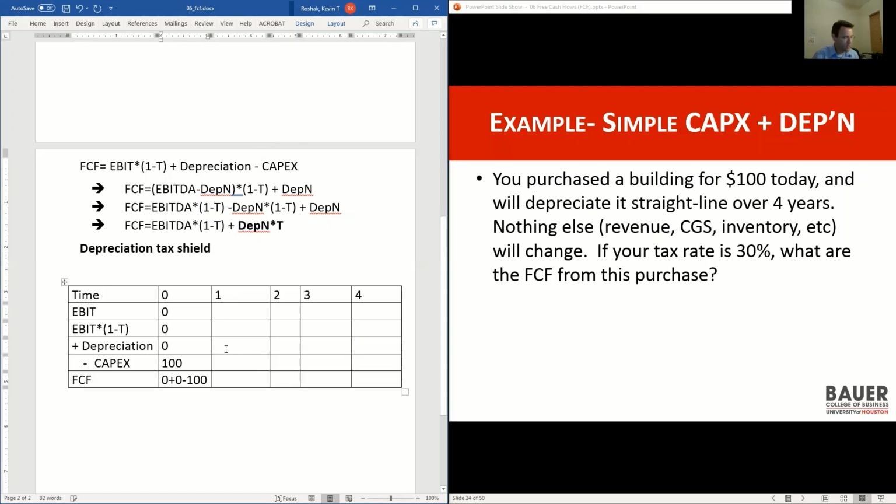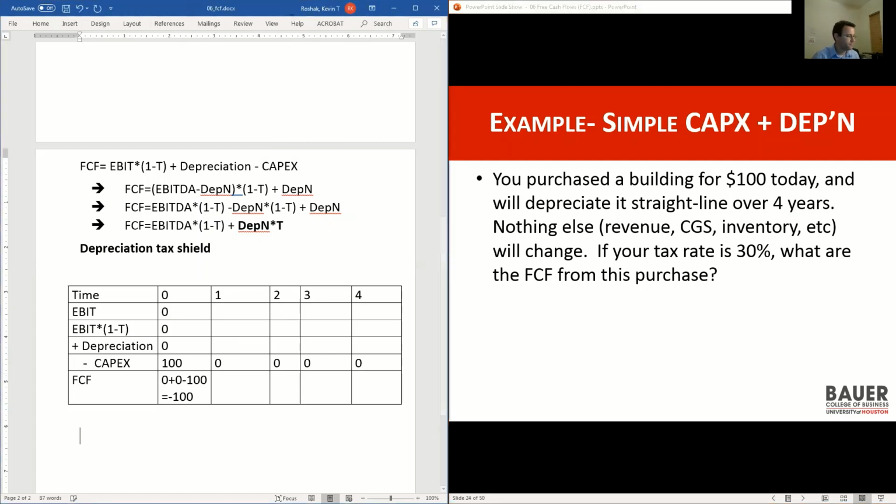What happens at time 1? Well, you're not buying any more buildings, right? You only bought the building once. You're not buying the building anymore. You're not selling the building anymore. So CAPEX is going to be 0 going forward. So that's pretty easy. What is happening? Well, it says that we are depreciating it straight line over 4 years. So we're going to have a depreciation expense. So how does that look?